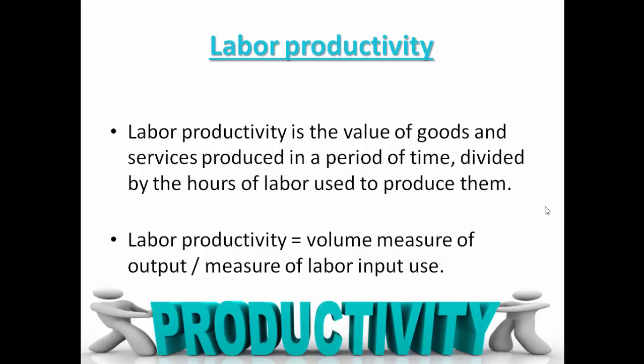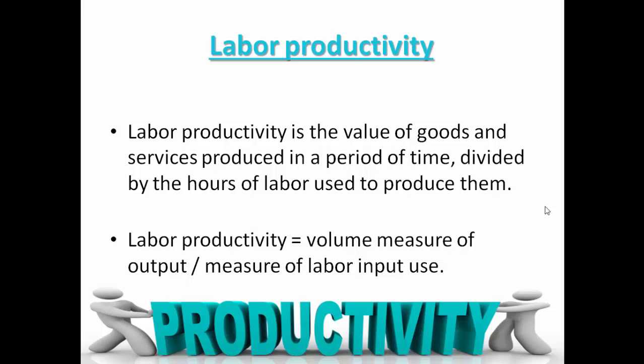Now, what is labor productivity? Labor productivity is the value of goods and services produced in a period of time divided by the hours of labor used to produce them. In other words, labor productivity measures output delivered per unit of work, generally reported as output per hour worked or output per employed individual.